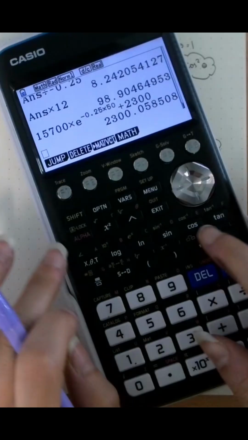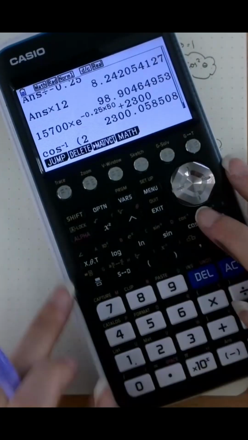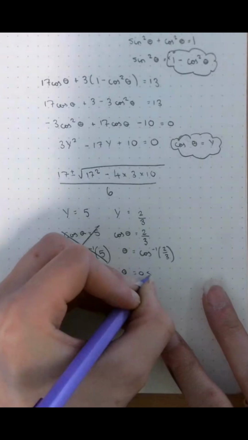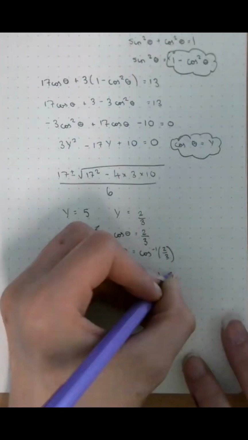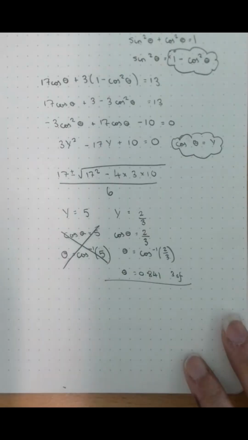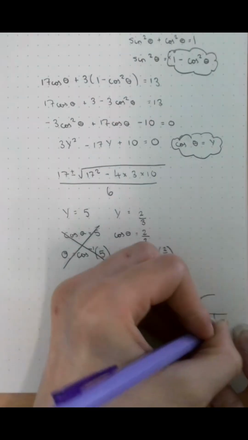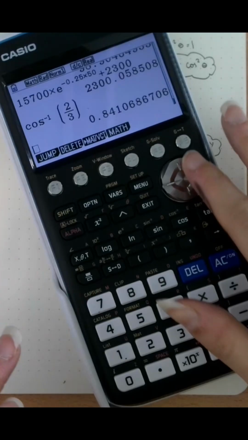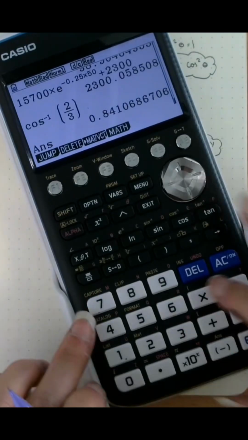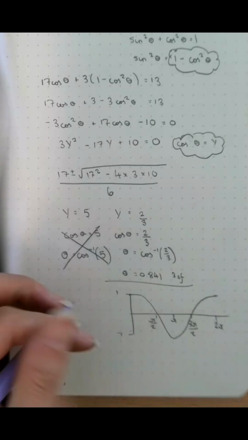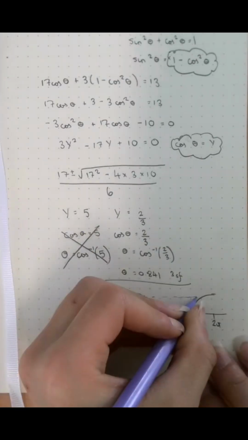So cos inverse of 2 thirds is going to give me theta as 0.841 to 3 significant figures. So we again need to find all the values in our range because we need to find it between 0 and 2 pi. If you want to, just check what on earth that would look like in degrees if you are more comfortable with that. So that would be about 48 degrees, so that's going to be right here. So if we go across, it's going to be here as well.